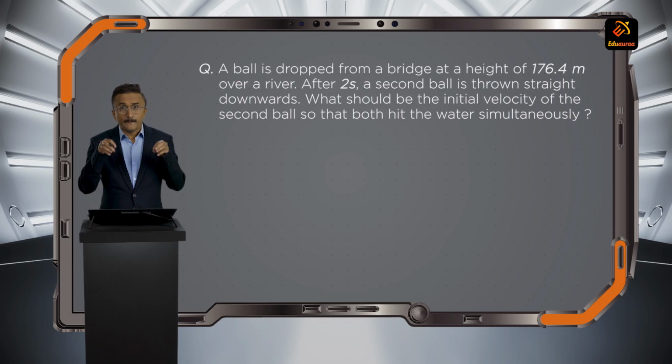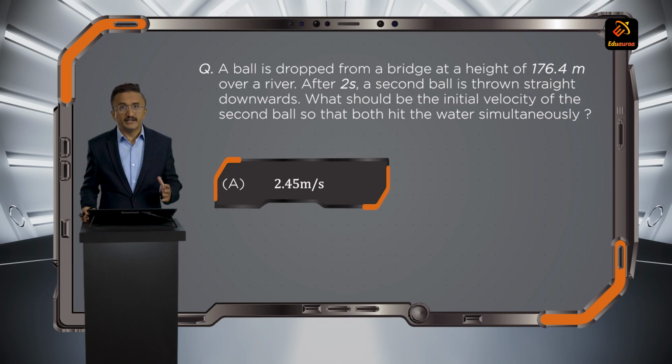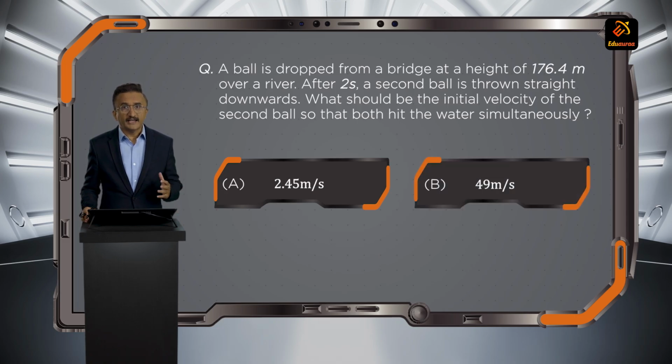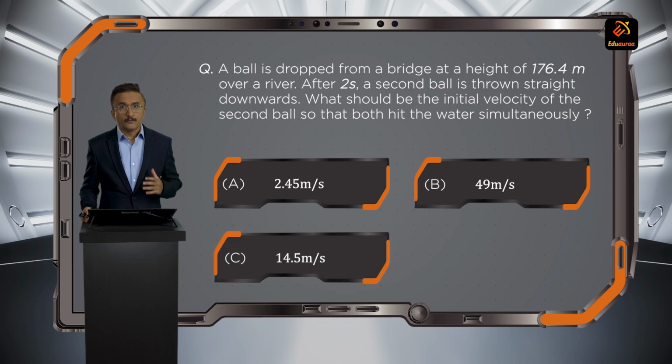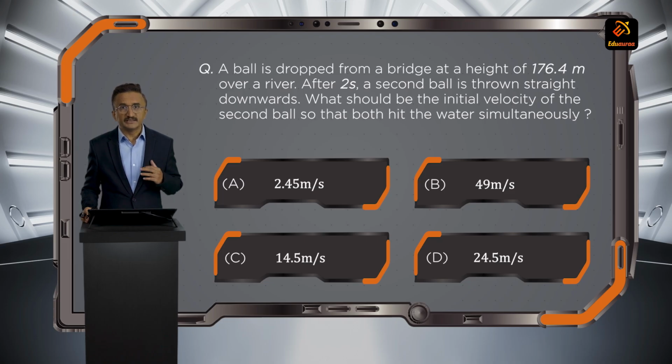So student, here we have the next question. A ball is dropped from the bridge at the height of 176.4 meter over the river. After 2 seconds, a second ball is thrown straight downward. What should be the initial velocity of the second ball so that both hit the water simultaneously? And the options are option A 2.45 meter per second, option B 49 meter per second, option C 14.5 meter per second, and option D 24.5 meter per second.